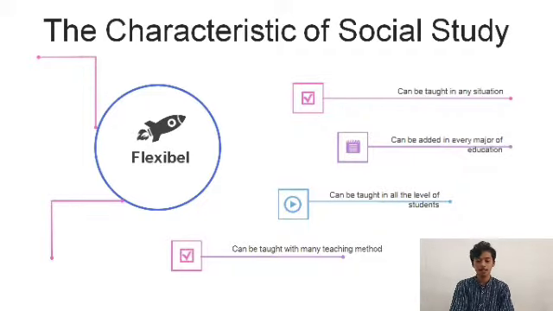The next is the characteristic of social study. The characteristic of social study is flexible. It means that social study can be taught in any situation, in every measure of education, in all the level of student, and then with many teaching method. Jadi sifat dari social study ini sangat fleksibel, bisa diajarkan di situasi bagaimanapun, bisa diselipkan di mata pelajaran apapun, dan bisa menggunakan berbagai macam metode.